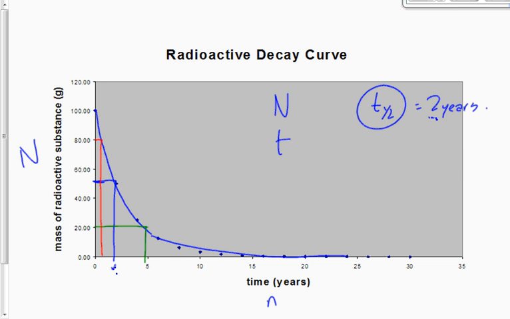Now, on the other hand, if you want to find an amount, you're going to do the exact opposite and go up and over. So let's say, how much remains after 5 years? Well, let's go 5 years, go up and over. Looks like about maybe 15 grams. How much remains after 10 years? Up and over. Looks to be about maybe 5 grams. You want to find a time, go over and down. You want to find an amount, go up and over. Good?